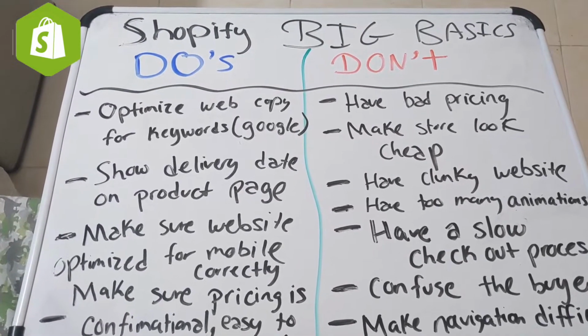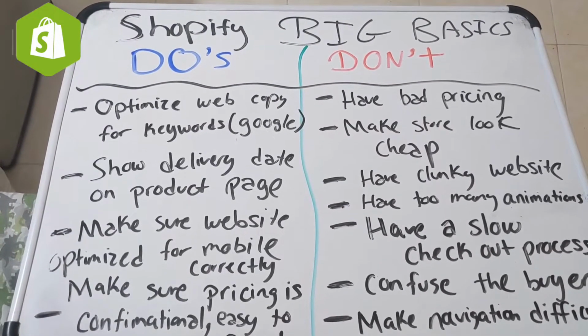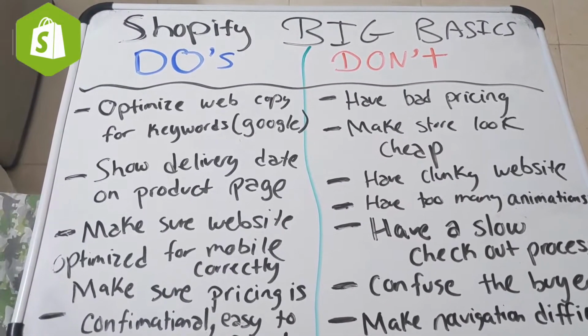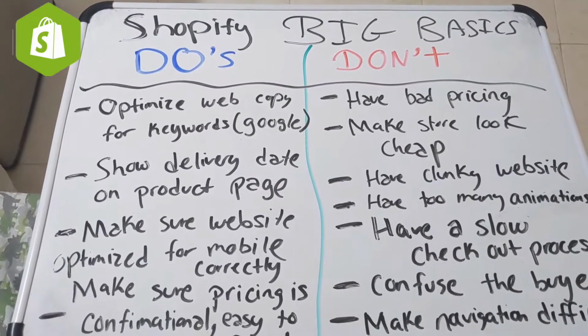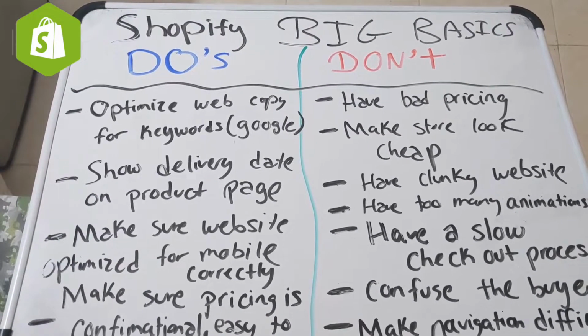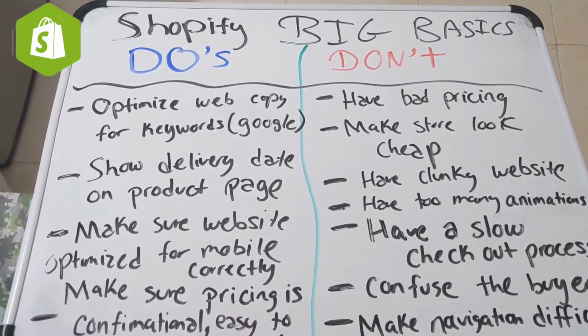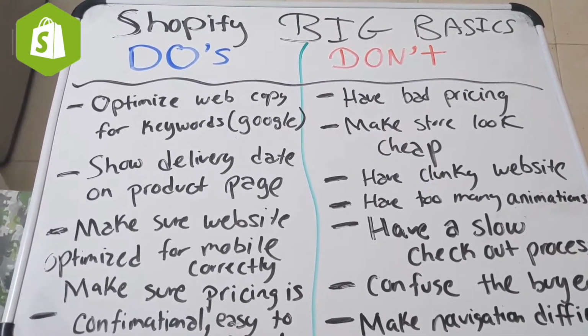I see common issues all the time. So I was thinking, what are the big basics, right? Because you can have the basics of something, like the basics of Shopify would be, oh, what's your domain name or something, right? So the big basics is like common problems, but they're basic.